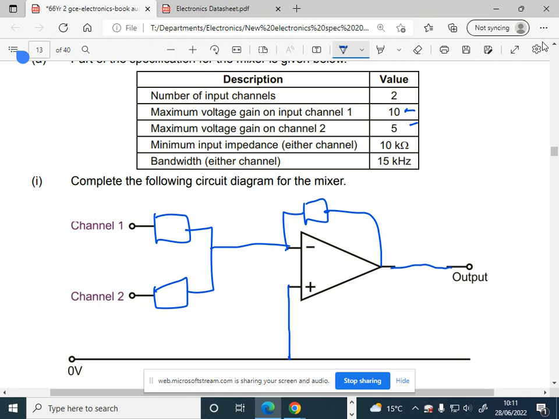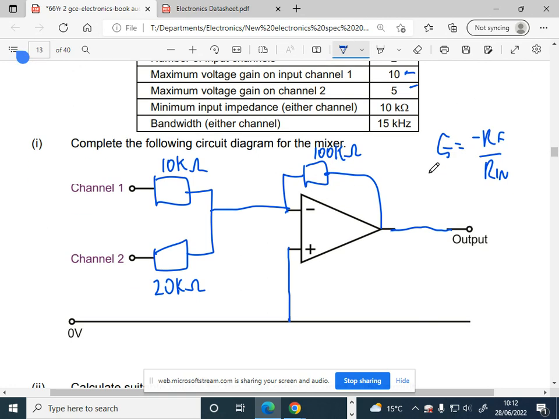So I'm going to work out the highest gain first. As I said before, always the highest gain first. The minimum input impedance has to be 10k. So I'm going to make that one a 10k resistor. The gain for channel 1 has to be 10. That would therefore be 100k. Channel 2 has a gain of 5. I can do that in my head. If you're stuck, stick it into the equation. But I know that that value has to be a fifth of the output. Gain is minus RF over Rin. That's where it comes from. So that'll be 20k. So no excuses for that one, really. Hopefully that's nice and easy for you.